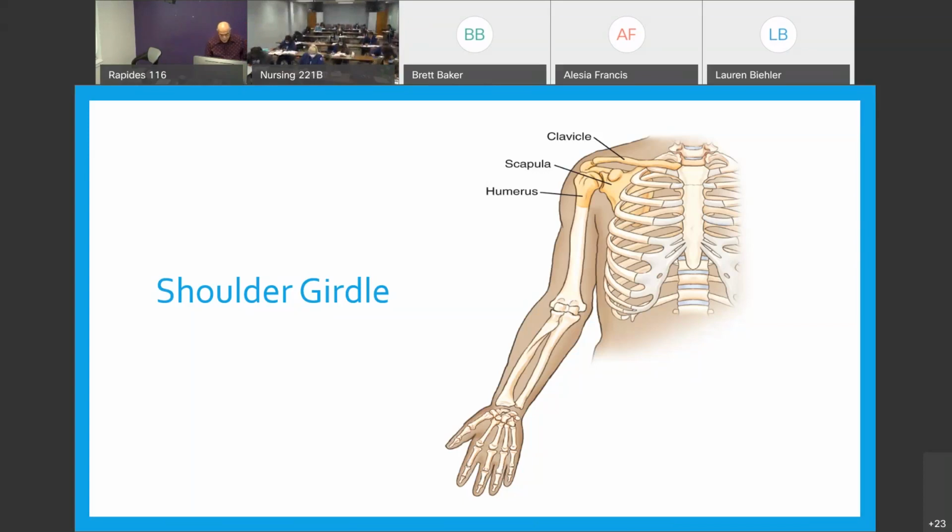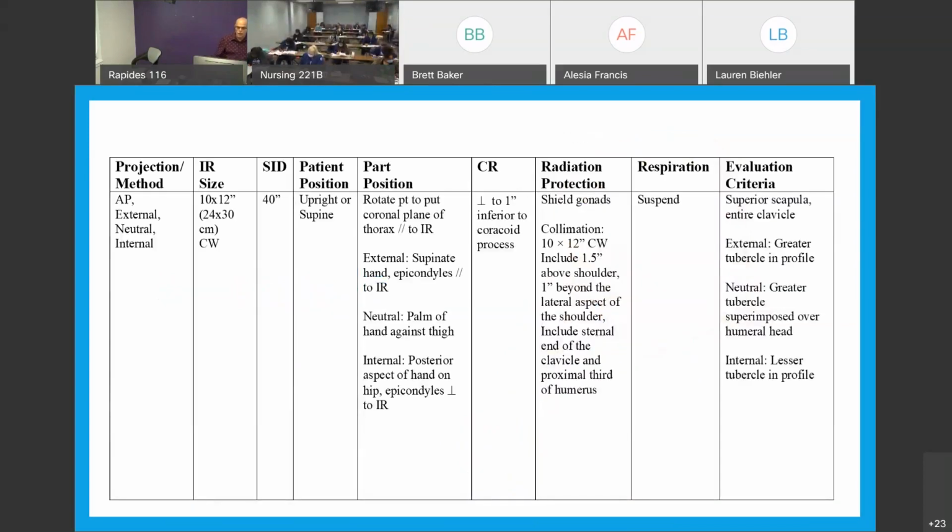All right. And she had her 1 through 9s in there. The one thing I noticed on here, look at position of part. What do we have again? Epicondyle, supinate hand, epicondyles to the IR. There's a neutral and there's an internal. Epicondyles are perpendicular, epicondyles are parallel. You're going to get sick of hearing this, but what's good about it, you already know this material.